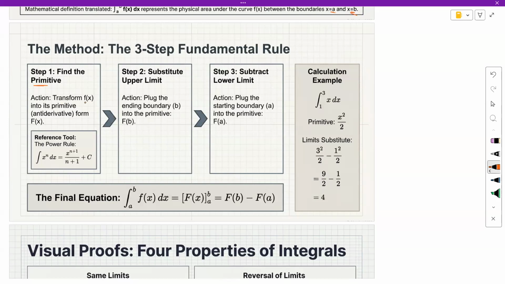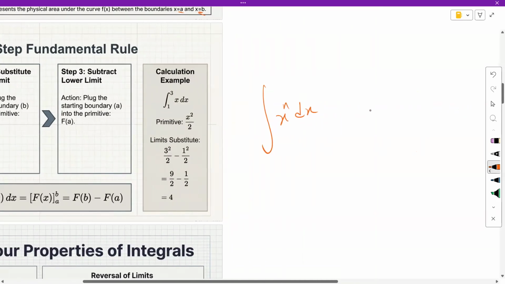Translate f(x), the function of x, into its primitive form. Primitive form means anti-derivative form. Here, the power rule, you might have studied in integration. There are rules. Here is how we find the primitive form of this integration function: the integral of x^n dx.